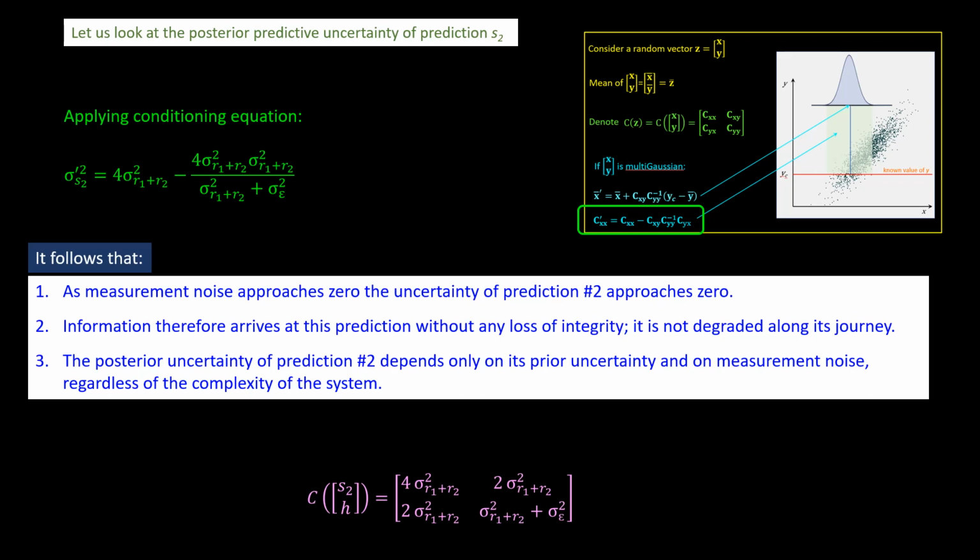Non-uniqueness of the inverse problem does not affect my ability to make this prediction. Point number 2, information therefore arrives at this prediction without any loss of integrity. It is not degraded along its journey. The posterior uncertainty of prediction 2 depends only on its prior uncertainty and on measurement noise, regardless of the complexity of the system.